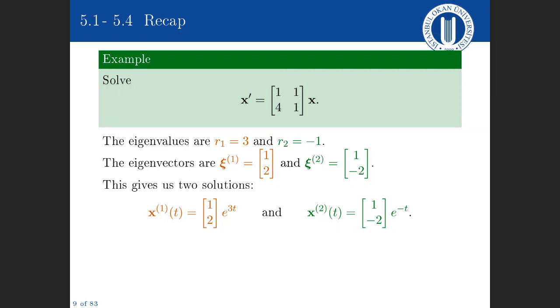And then we do the same for the second solution. It's always eigenvector e to the power eigenvalue t. The eigenvalue is minus 1, so it's going to be e to the power minus t, and the eigenvector is 1, minus 2.